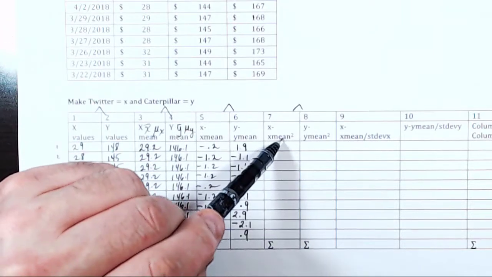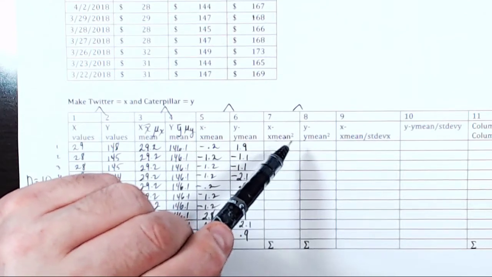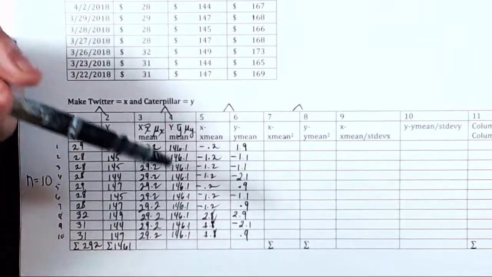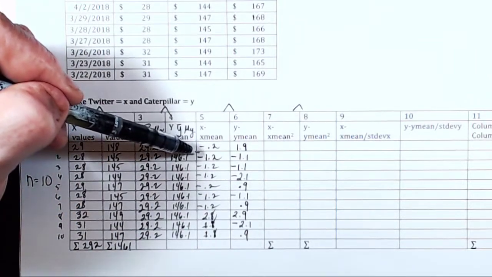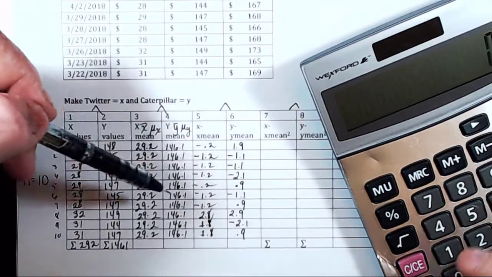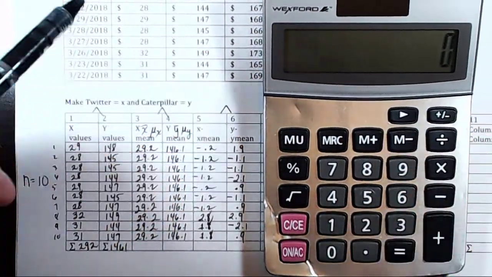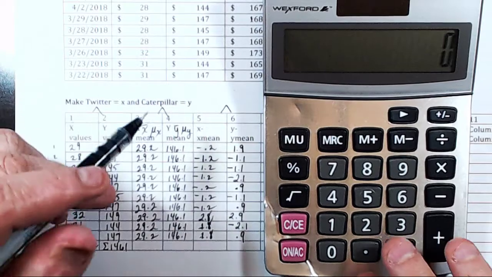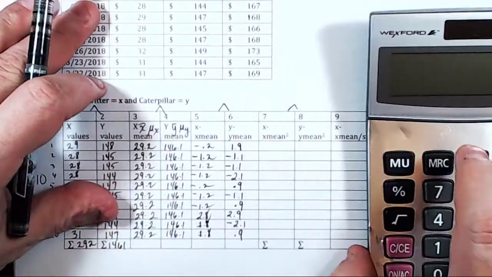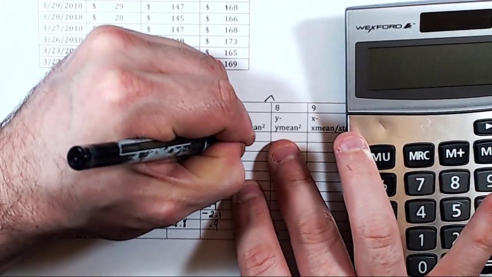It says here x minus x mean squared. So all I'm going to do is take whatever I've got here and square it. Everybody knows when you square a negative number, it becomes positive. So I'm not going to waste time typing the negative number. If you have a square function on your calculator, good for you. But I don't, so I'm going to say 0.2 times 0.2 equals 0.04. That's my value there, 0.04.